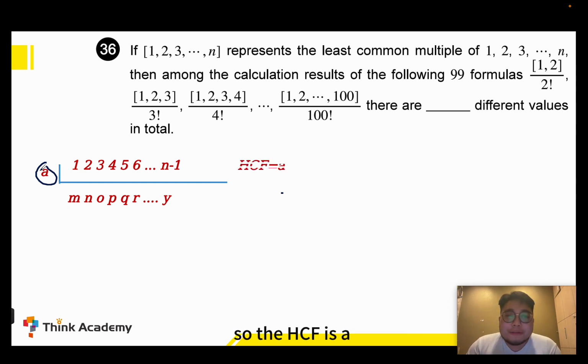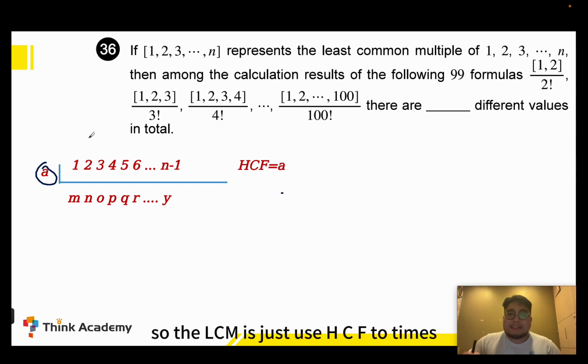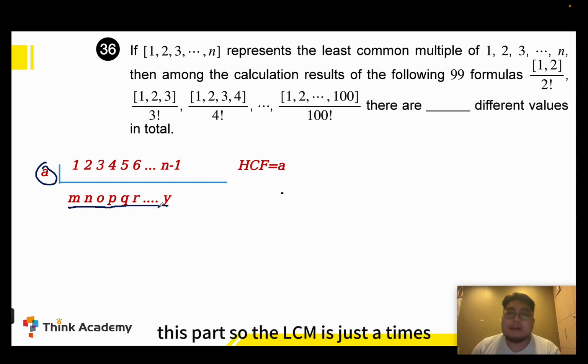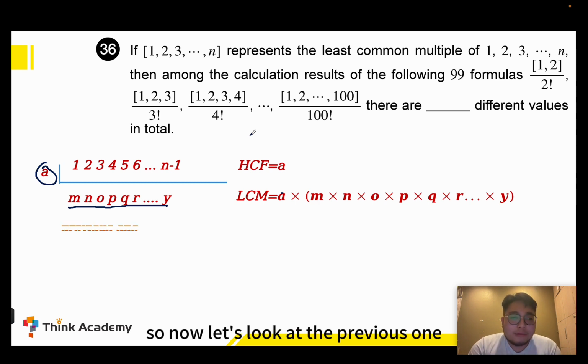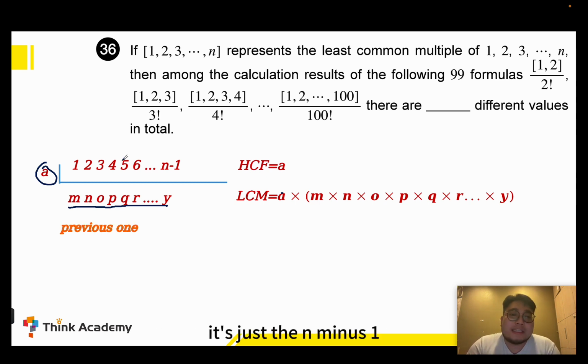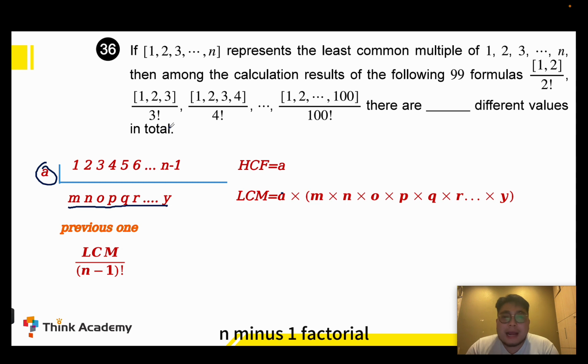So the HCF is A, and how can we calculate the LCM? The LCM is just the HCF times this remaining part. So the LCM is A times M times N times O times P and so on, times Y. So this one is the LCM. Now let's look at the previous one, the n-1 case. This kind of fraction is just the LCM over n-1 factorial.